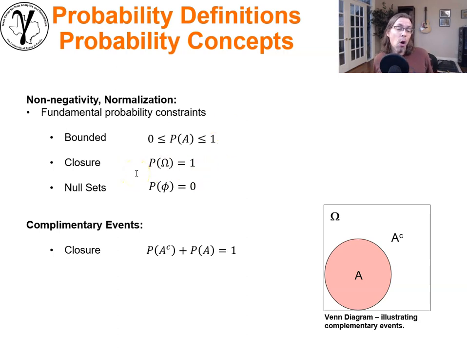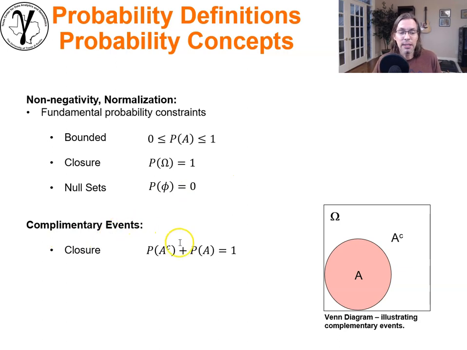Closure: if you take all possible outcomes, that's a probability of 1. Nothing else can happen. Now, we're not talking about black swans or unanticipated outcomes, but if we assume we know all possibilities, then for one of them to happen, the probability is 1. And for null sets, the probability of something that never happens is going to be 0.